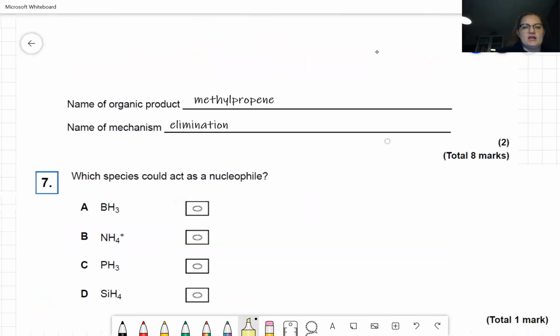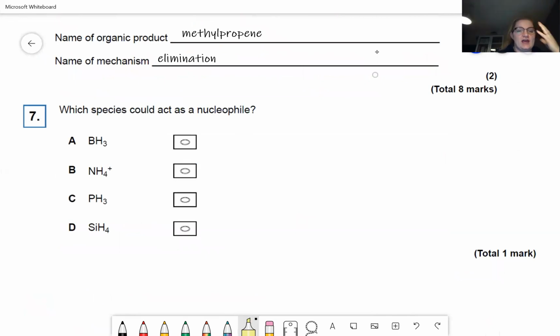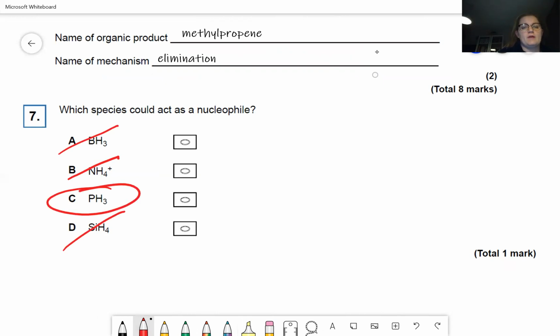Another quick question here. Which species could act as a nucleophile? This is making sure you know your nucleophiles. We know straight away if it's got a positive charge, it's not going to be that. So we know it can't be B. And we're going to look for ones that are going to have lone pairs of electrons. It's not going to be A because they don't have lone pairs of electrons, or D, so it's actually C.